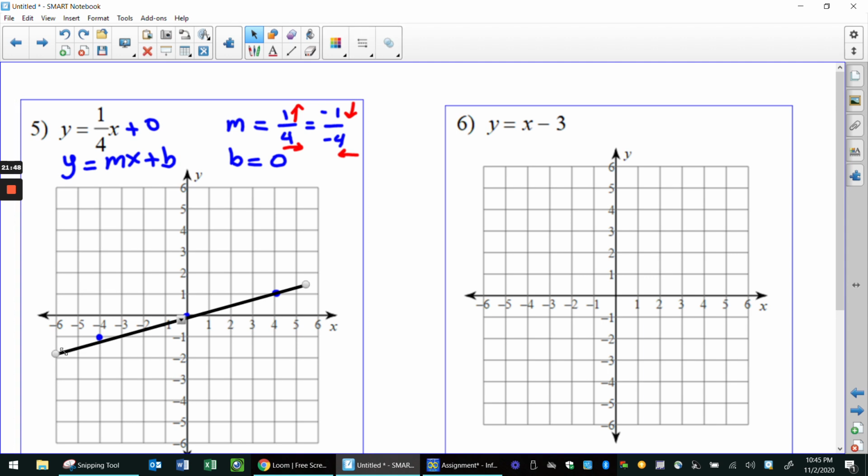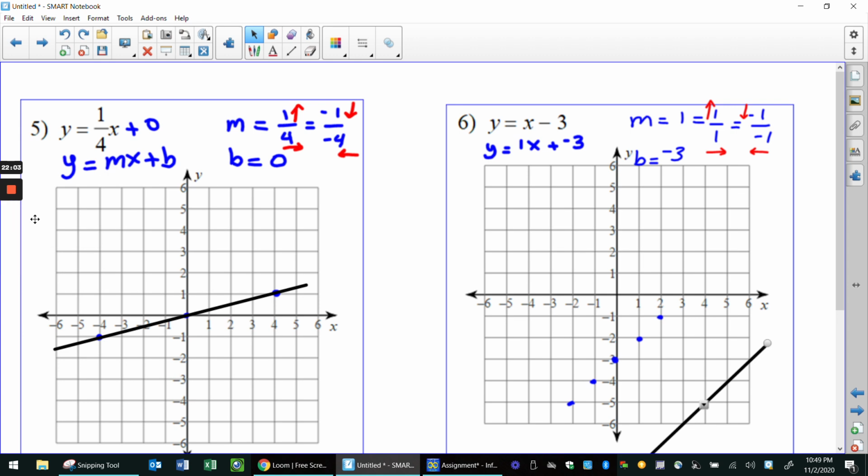Okay. And the last one that we're going to do is y is equal to x minus 3. Go ahead and identify the slope and the y-intercept and graph this last equation. Okay, this last problem, we see that the x is by itself. That means it's 1x. Remember, we talked about this before. If you have x by itself, that's the same thing as 1 times x, right? So that means that our slope is 1.